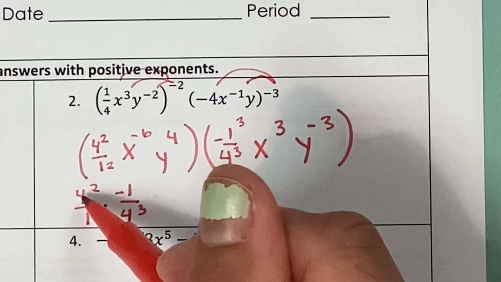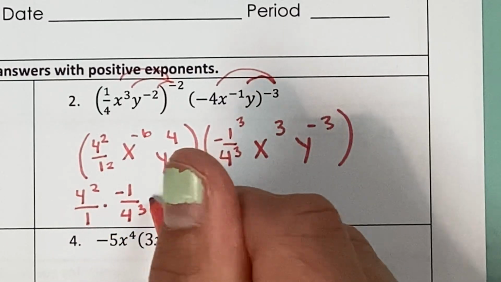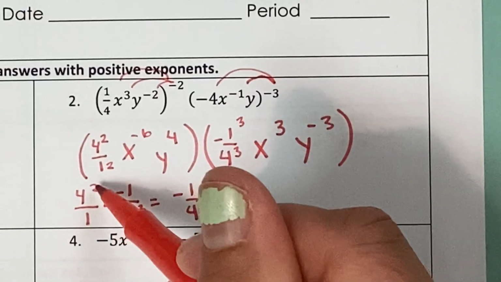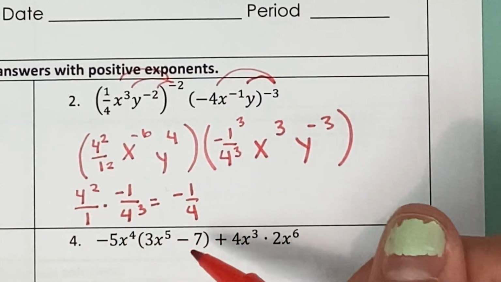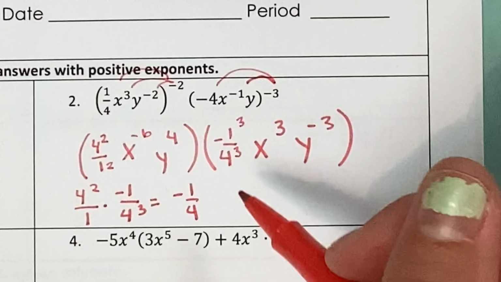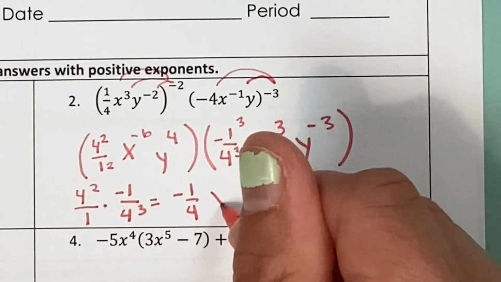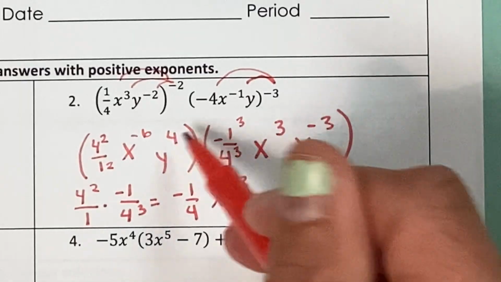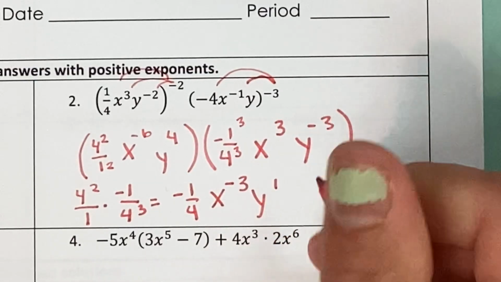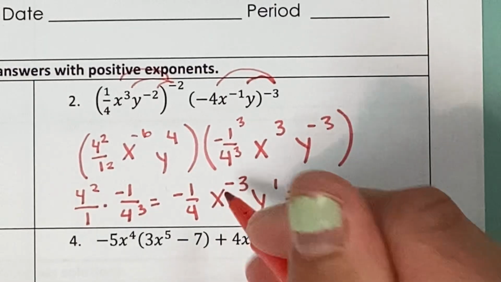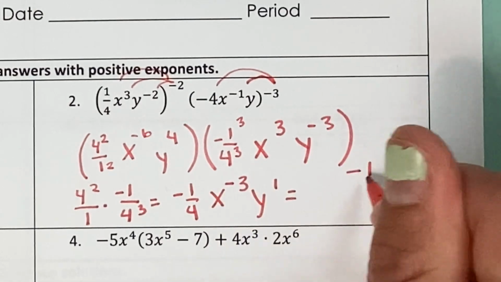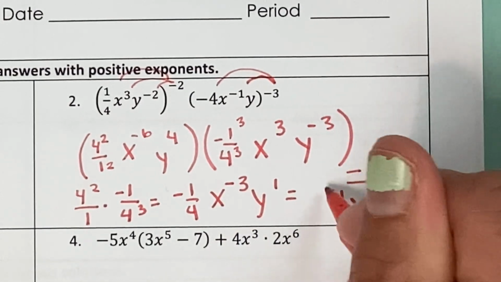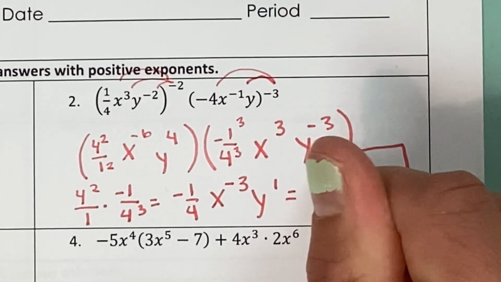So what's going to happen here is I have 4 squared on top and 4 cubed on bottom. So that's going to simplify out to just be -1/4 because there's 2 on top and 3 on bottom. So when you subtract those, you'll just get 4. And then I'm going to add up my x's. So that's going to be x to the -3, -6 plus 3. And then 4 plus -3 is going to be y^1. Now for my last step, I'm going to take care of this negative exponent and move it to the bottom. And then the y^1, which is understood.